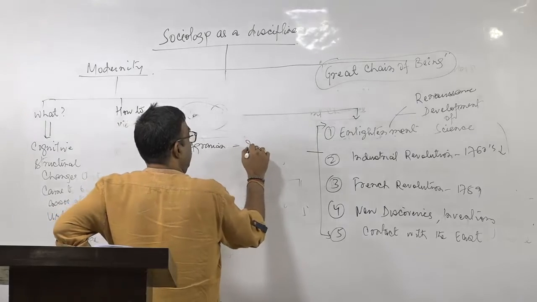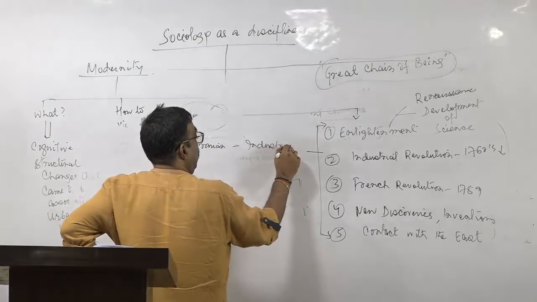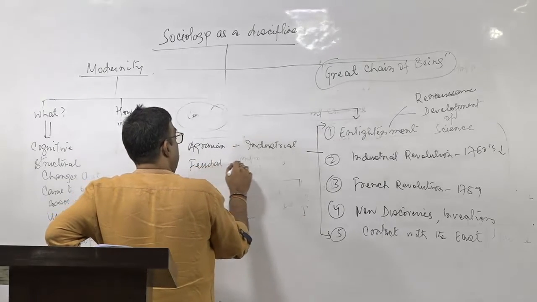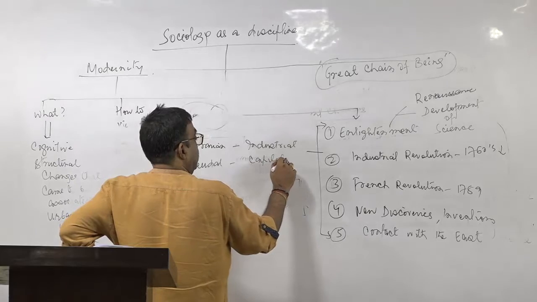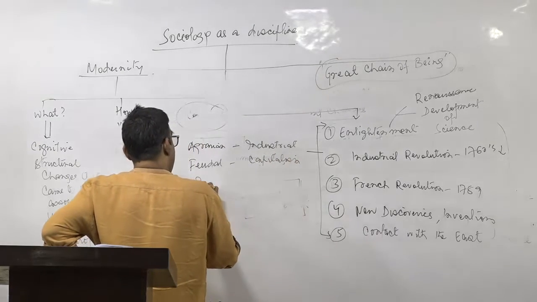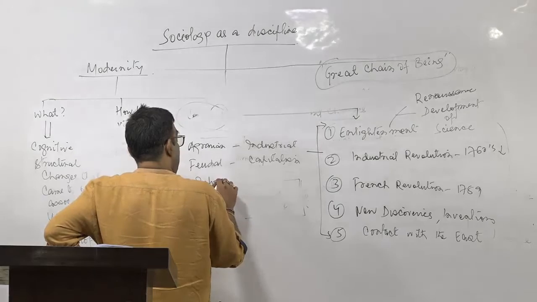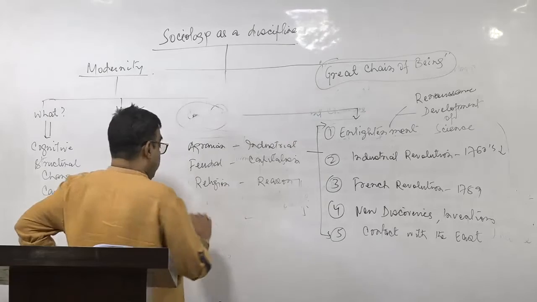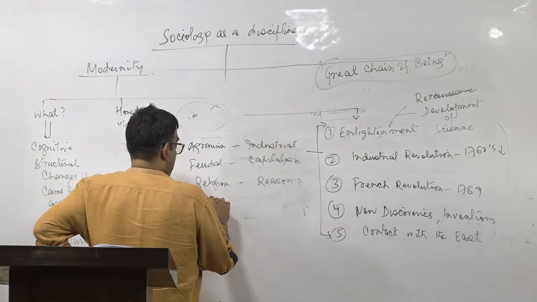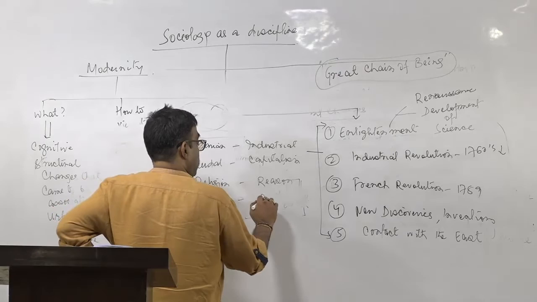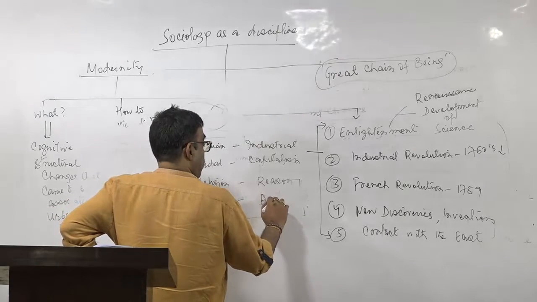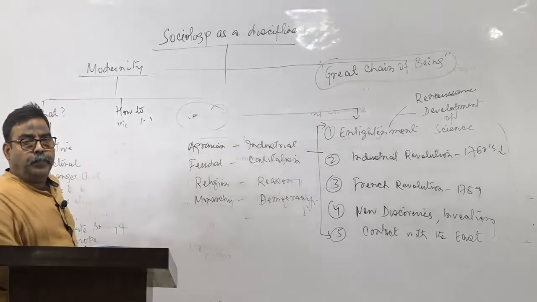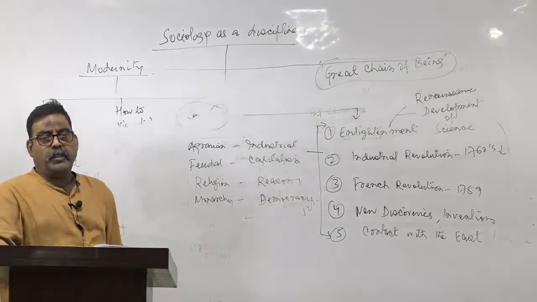The changes you are looking at are from agrarian to industrial, from feudal to capitalism, from religion to reason, from monarchy to democracy. Why am I giving the four changes?